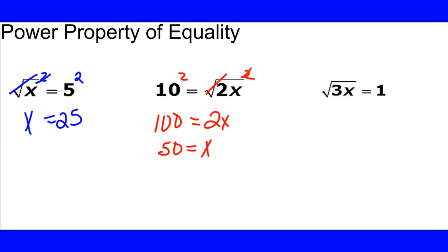Okay? And for our last one, again, everything's underneath the square root, so we square this side, square this side. We get 3x is equal to 1. Divide both sides by 3. x is equal to 1/3.